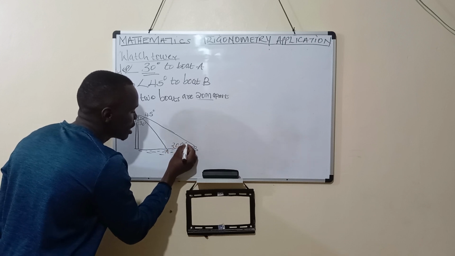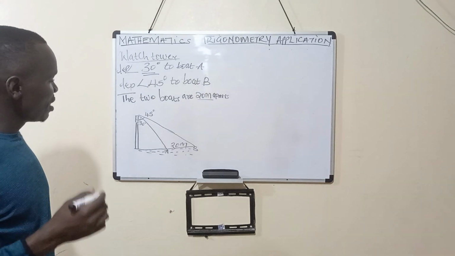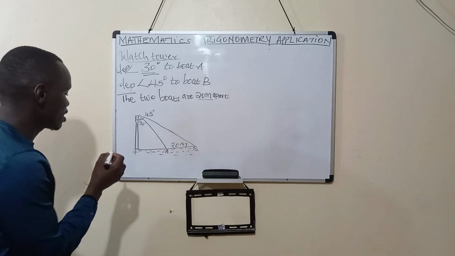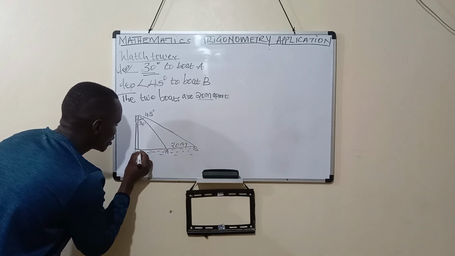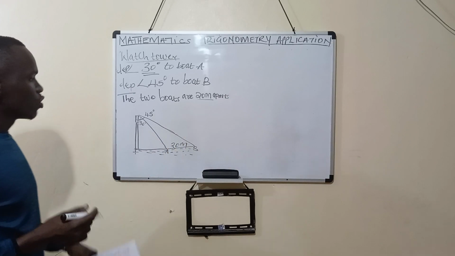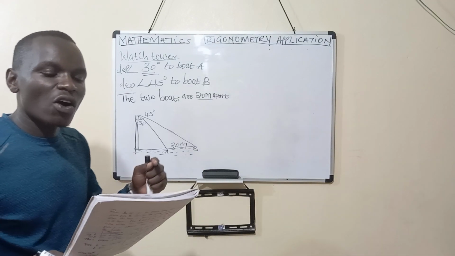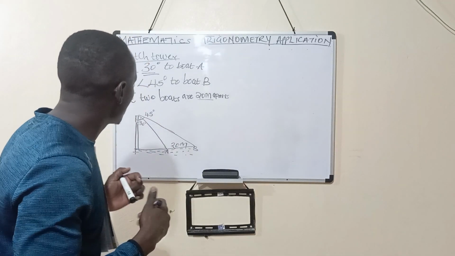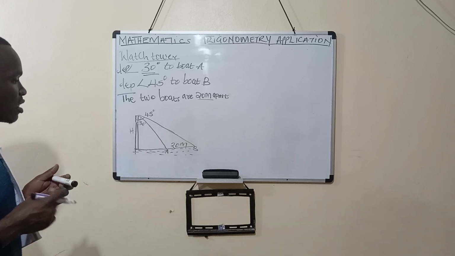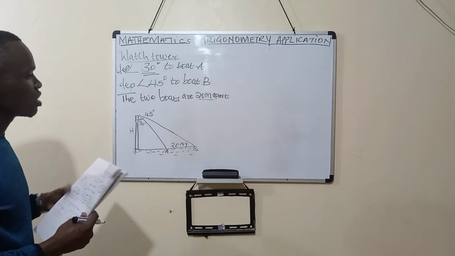The two boats are 20 meters apart. So this is the foot of the tower. This is boat A. This is boat B. So what's the question? The question asks, calculate the height of the watchtower. That is the first one.